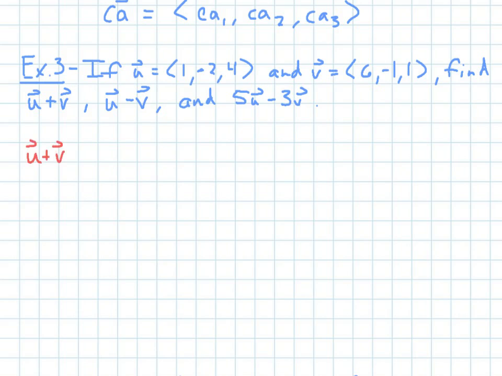If I'm adding, that means 1 plus 6, and then -2 plus -1, comma, 4 plus 1. So 1 plus 6 gives me 7, and then -2 plus -1 is -3, comma, 4 plus 1 is 5.